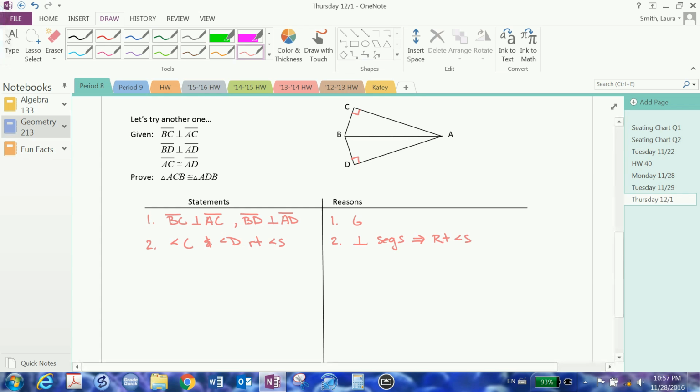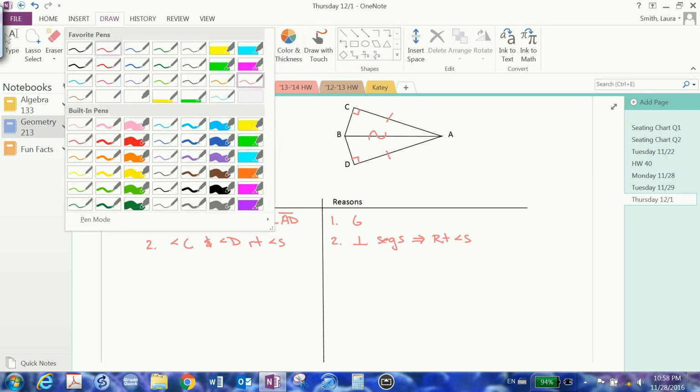Okay, now this is important. If we know we're going to do this one by RHL, we kind of need to think about some advanced planning here. So let's just double check if we are. Let's see, I also know that AC and AD, and then I think I can do a reflexive. So is that RHL? Let's see, across from the right. Yep, the reflexive is our hypotenuse, and AC and AD, that's a leg. So I'm definitely going to do this one by RHL.